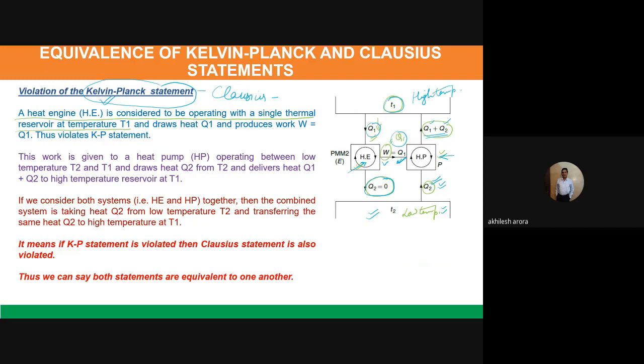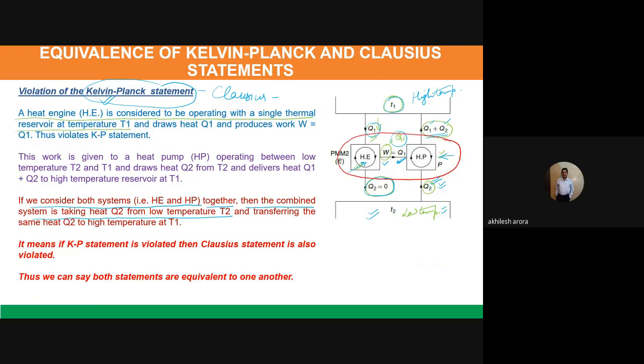Now let us try to understand. If we consider both systems, that is the heat engine and heat pump, together, then what will happen? Then the combined system is taking heat Q2 from the low temperature T2. So you can see we can make a combined system here. So this is the combined system.